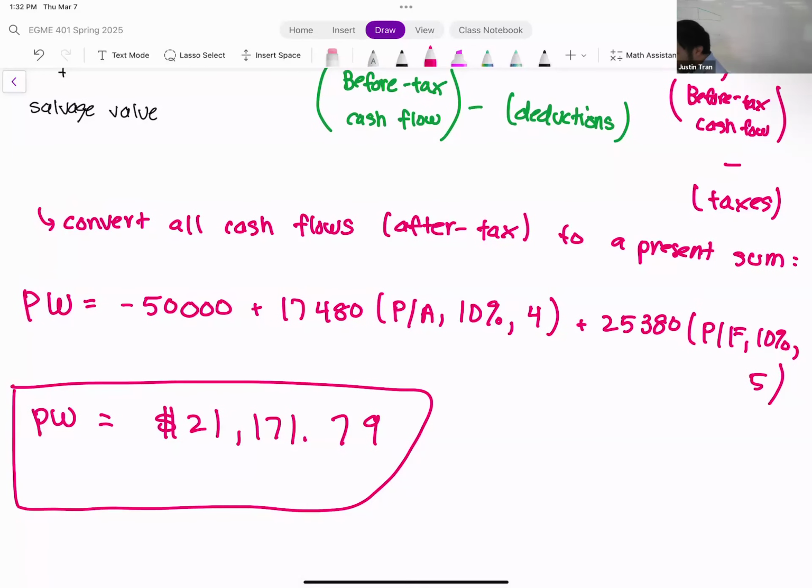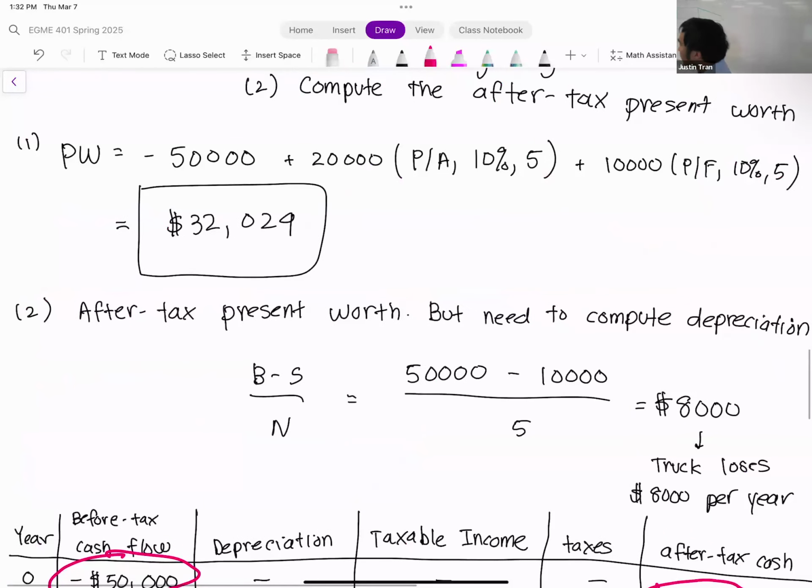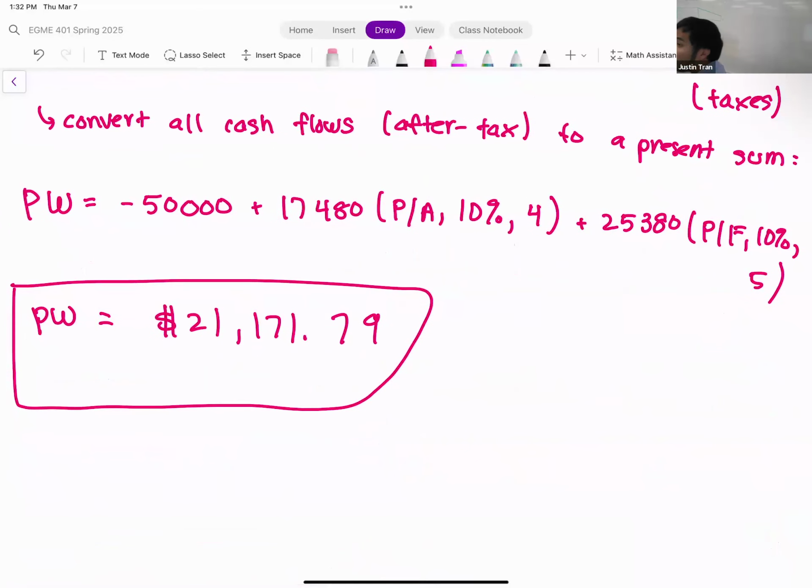So if you compare that to our before tax calculation, so compare that to part 1 of this problem, right? If we ignore taxes completely, we would have a present sum of 32,029. Okay. After taxes, it's a lot less, about 1/3 less, and so we end up with an after-tax present worth of $21,171.79. So this is much less, so taxes played a big impact.